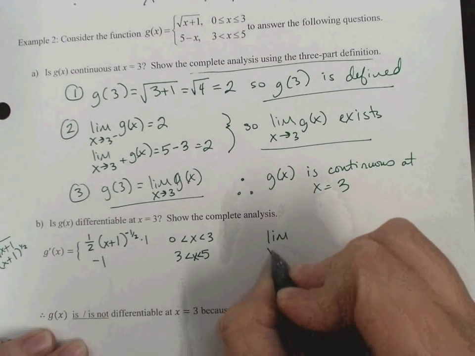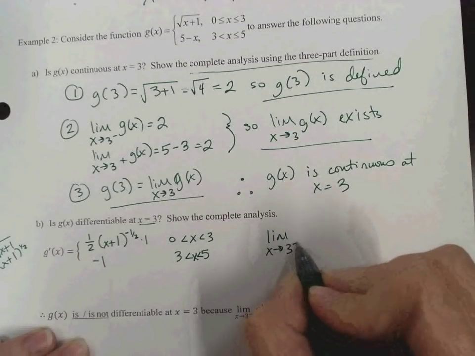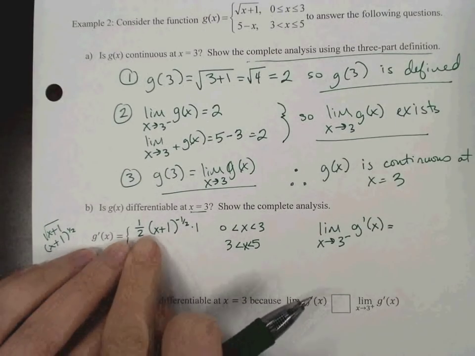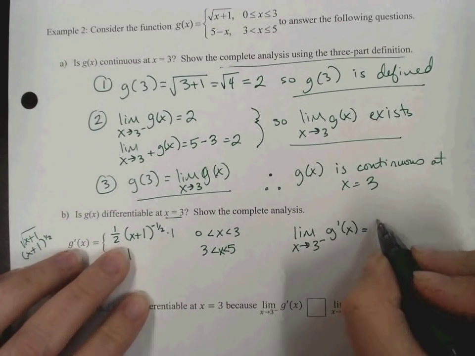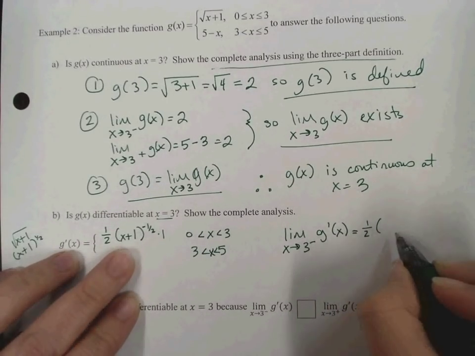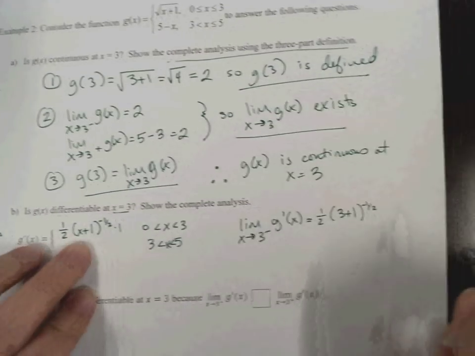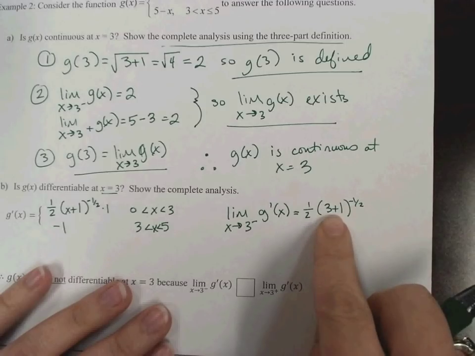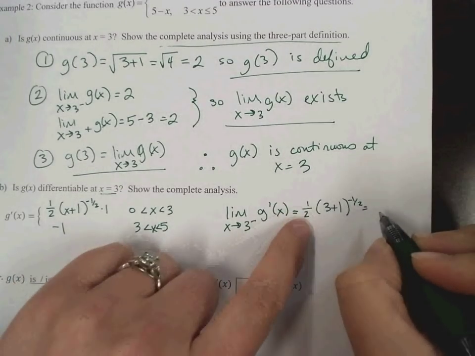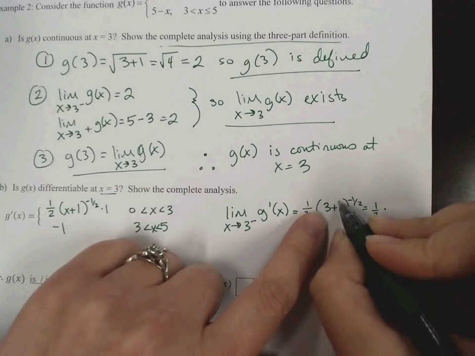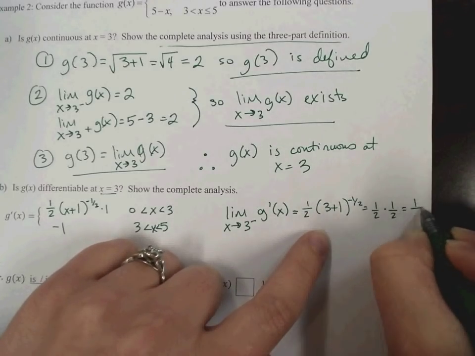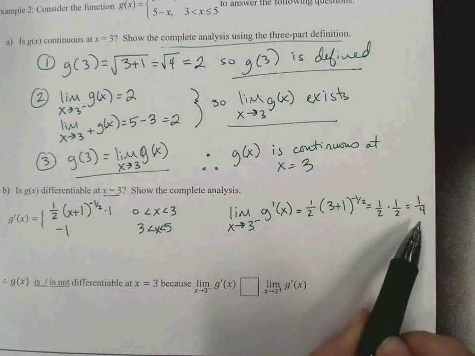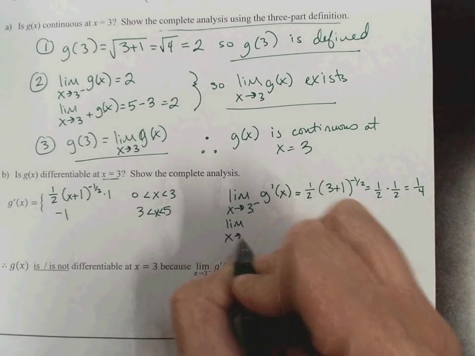Okay, so this is our derivative, and now we're going to see if the limit from the left of the derivative is equal to the limit from the right of the derivative. The limit as x approaches 3 from the left of g prime of x. All right, so the left is going to be the top piece, which is 1/2 times 3 plus 1 to the negative 1/2. 3 plus 1 is 4, so this is the square root of 4 in the denominator. So this ends up being 1/2 times 1/2, so this is 1/4. So the limit as x approaches 3 from the left of the derivative is 1/4.